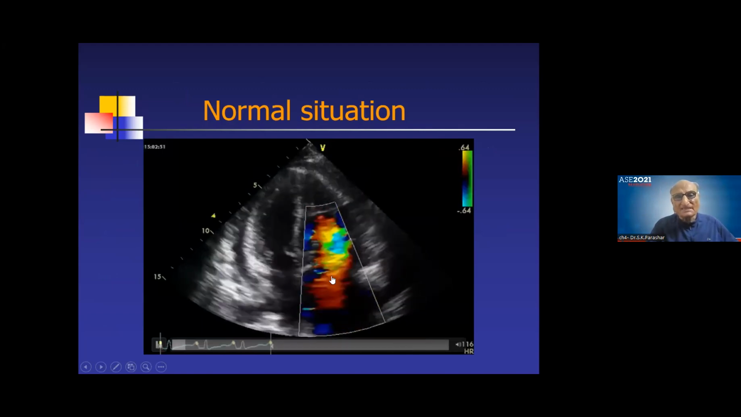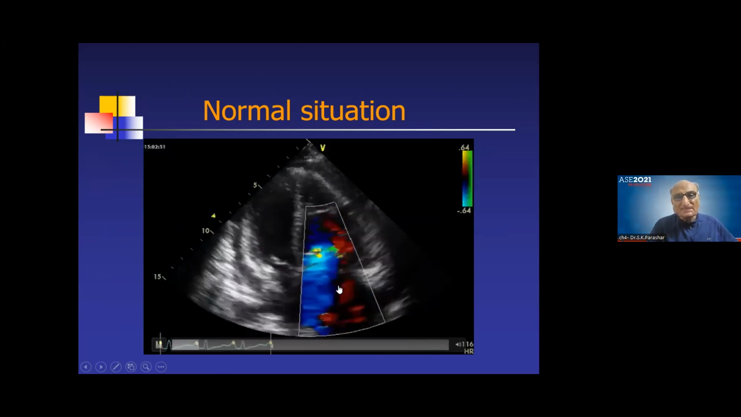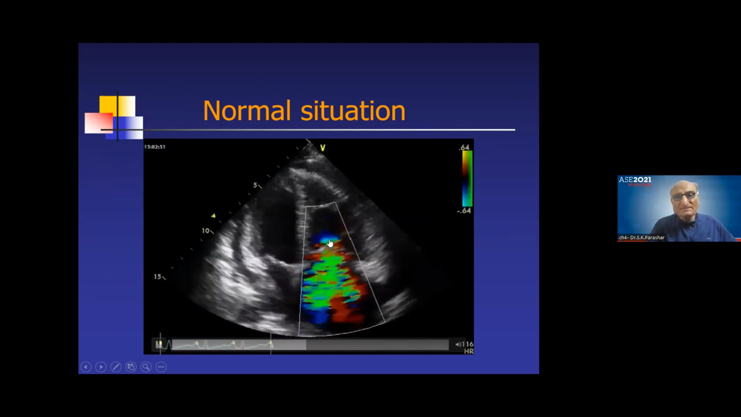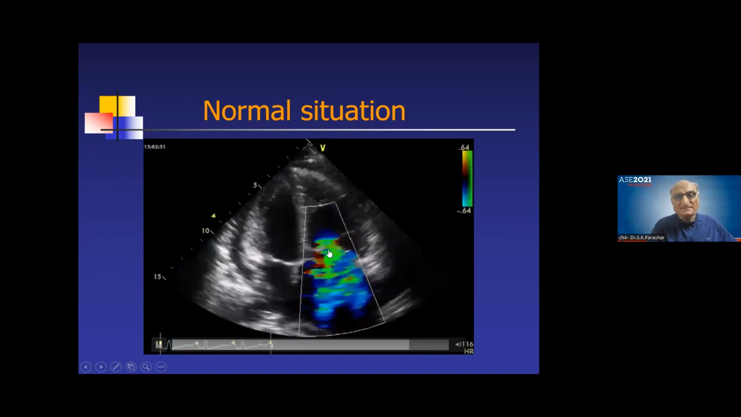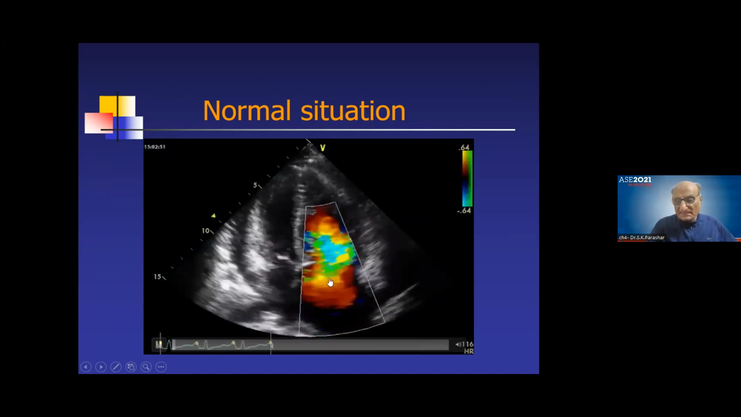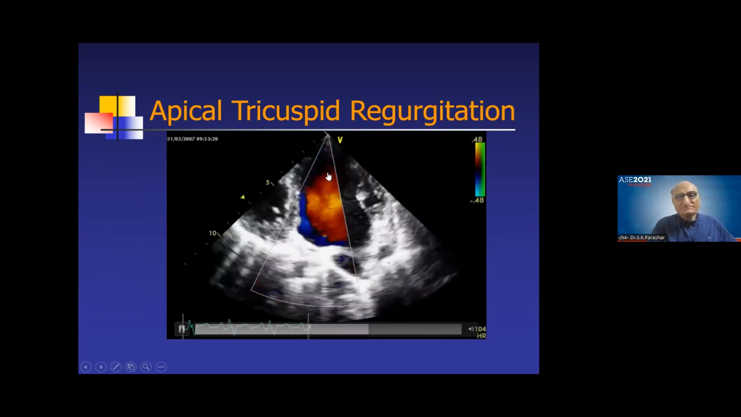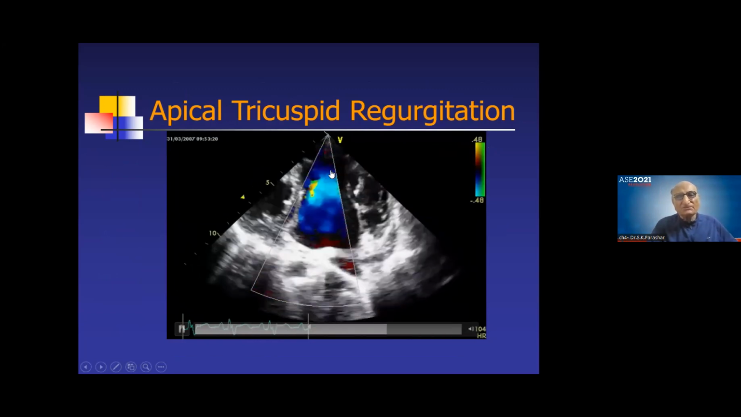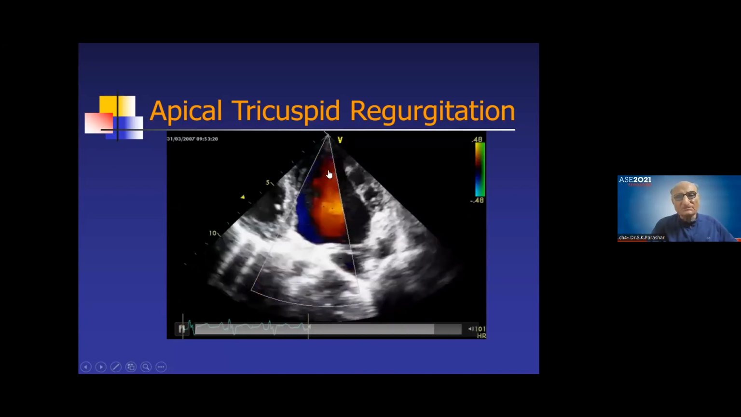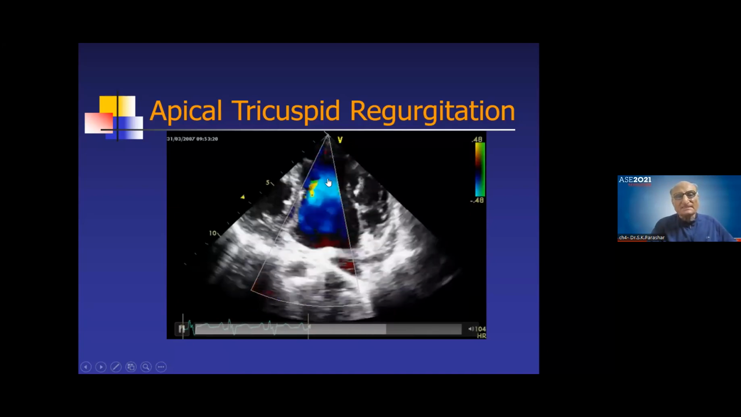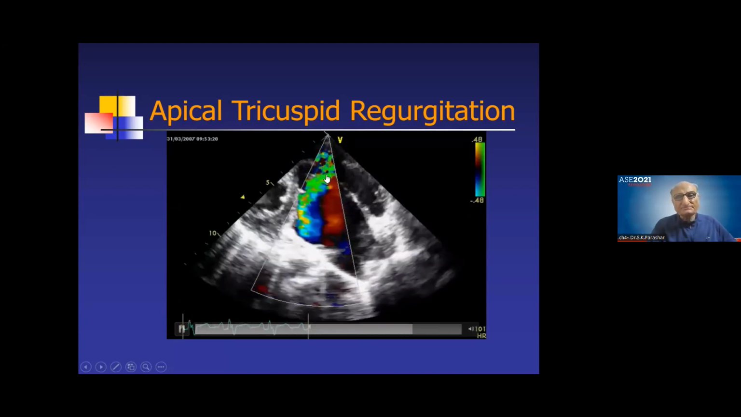So here you see a normal individual: left ventricle, right ventricle, RA, LA, tricuspid valve, and you see the jet coming from the tricuspid valve or tricuspid leaflet. So this is the normal tricuspid regurgitation, but here you see it is coming from the apex because the tricuspid leaflets are joining here. There's nothing here. So this is the apical tricuspid regurgitation.